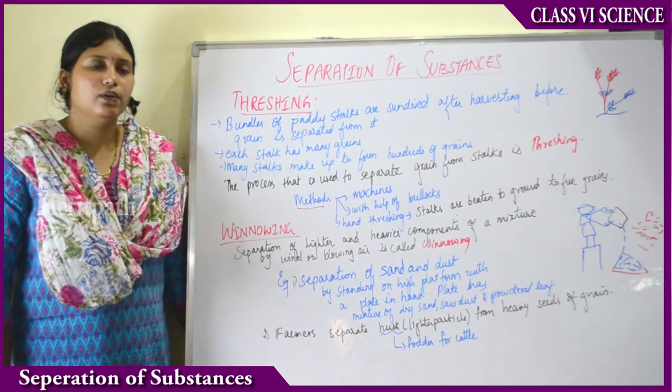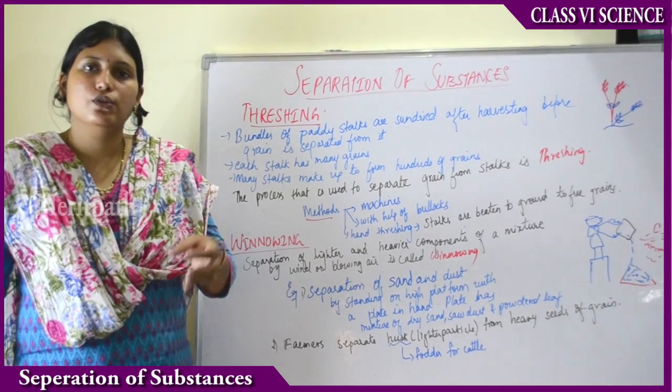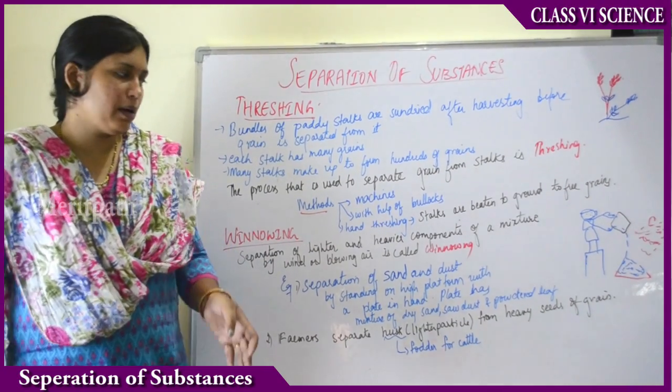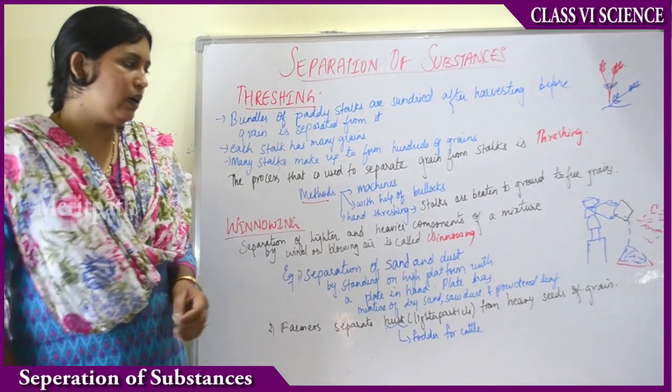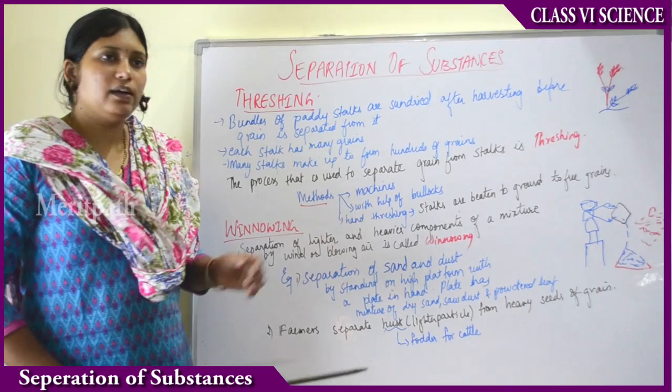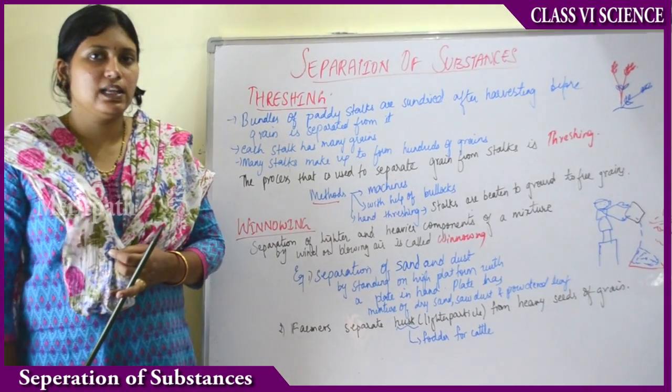Air is known as winnowing. For example, if in a plate we have a mixture of sand, the sand we get in the beaches and river beds, and the sand is mixed with dust, any dried dust or dried leaves, anything. Then how can we separate the sand and the dust?